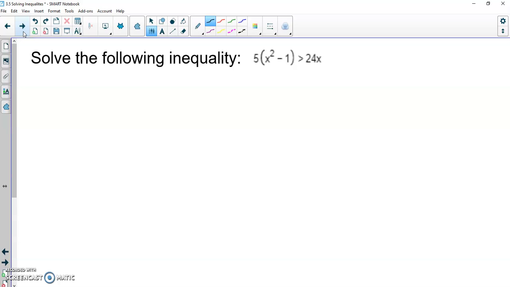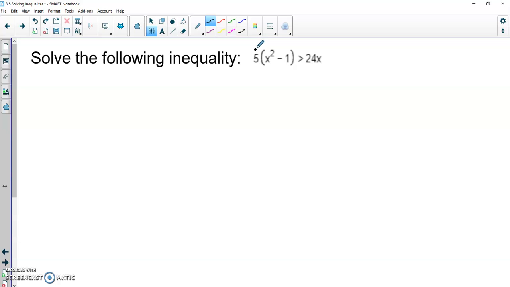The first thing we need to do is make sure our inequality says something along the lines of it's greater than 0 or it's less than 0. We want to do that so we know if we're looking at the graph above or below the x-axis. So we need to manipulate our inequality so that it says greater than 0 or less than 0.